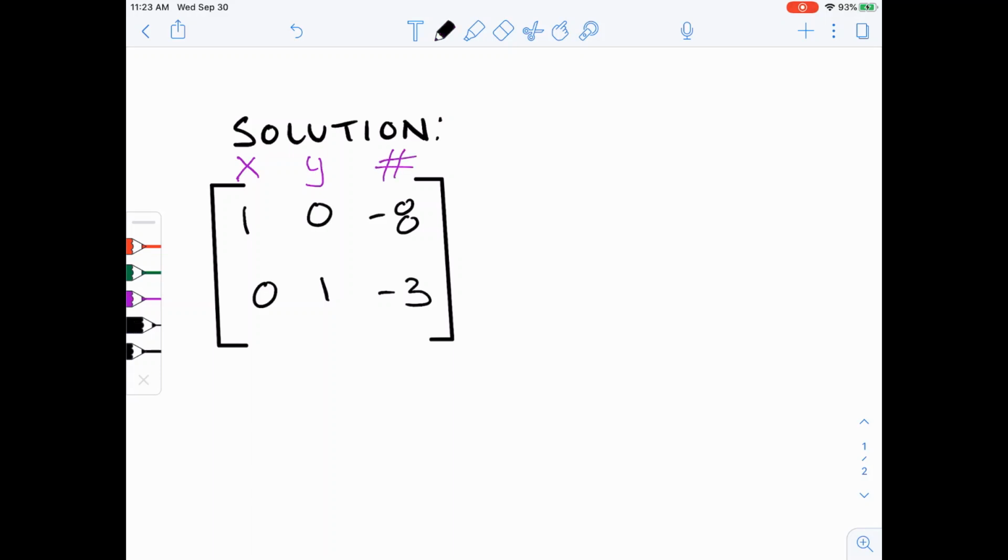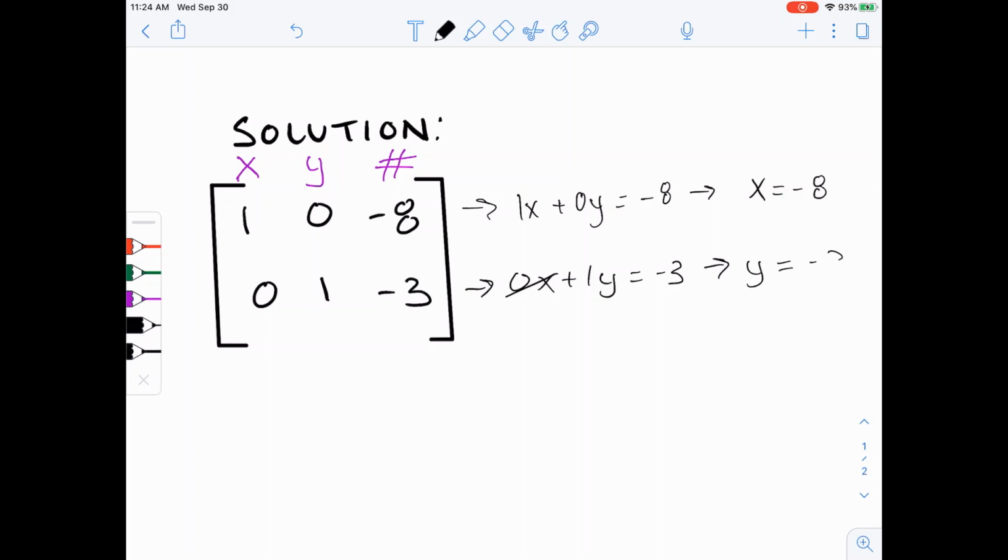So you can read this first line as 1x plus 0y equals -8. What that means when you simplify is just that x equals -8. Let's look at row 2. 0x plus 1y equals -3. The 0 makes it go away, so you just have y equals -3. And there's your solution.